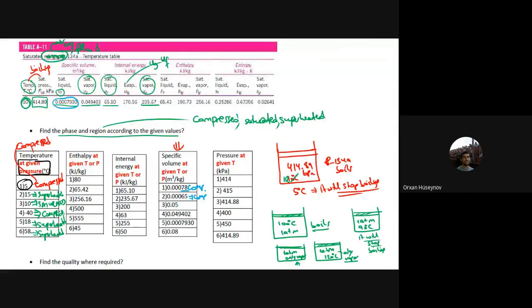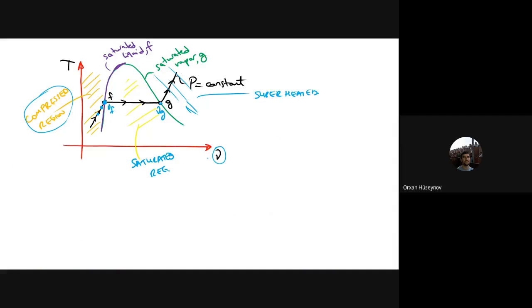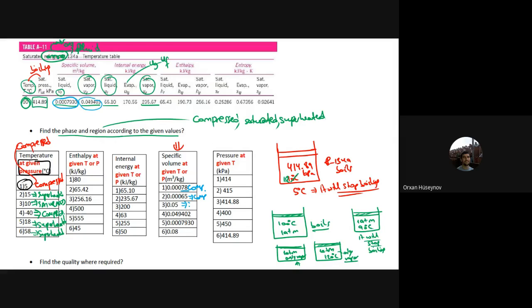And the third one, which is 0.05, you can see it here. It is more than nu G. So nu G is here. If it is more than that one, you are here, and then it is superheated. Okay, if you have questions, in the meantime you can ask them. Otherwise, I will continue.